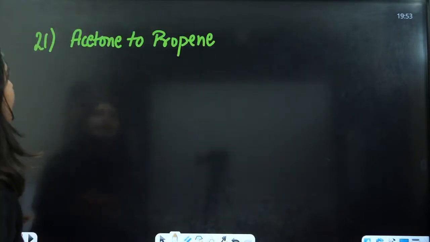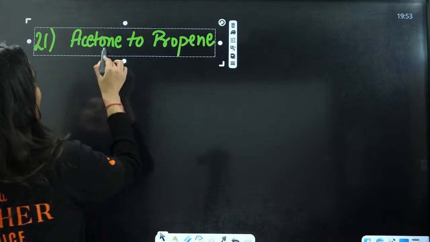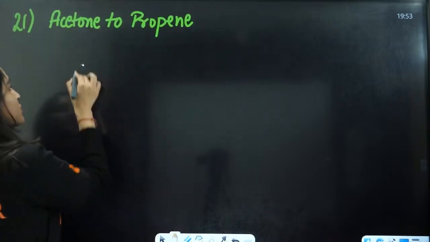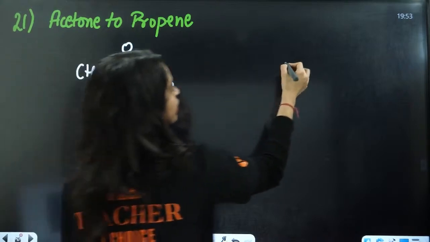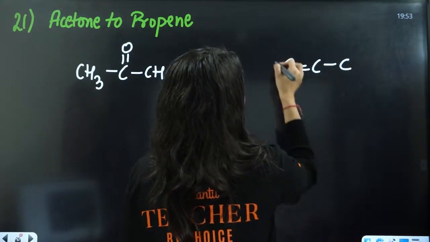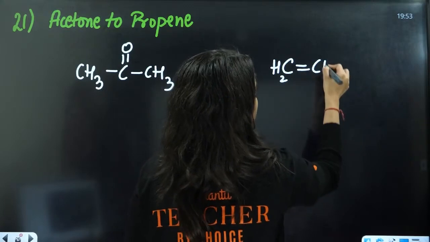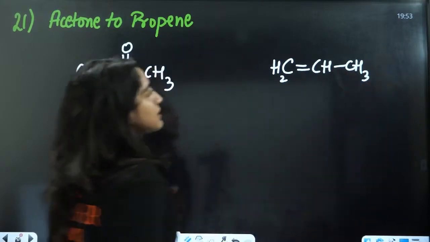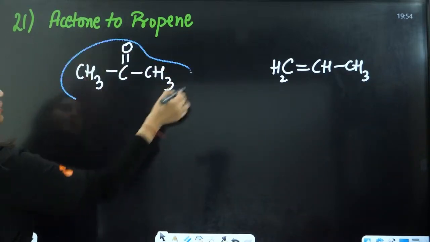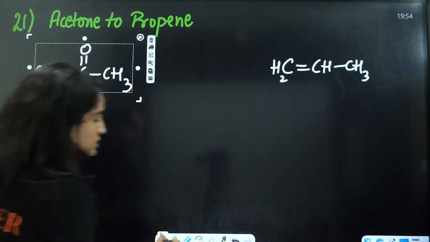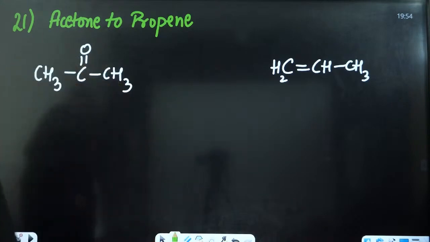Very good. Next is acetone to propene. Now you have acetone, that is CH3, C double bond O, CH3. This is getting converted to propene, that is 1, 2, 3: this CH2, this is CH, this is CH3, right? How do we convert acetone to propene? Everybody in the chat box, how do we convert acetone to propene?